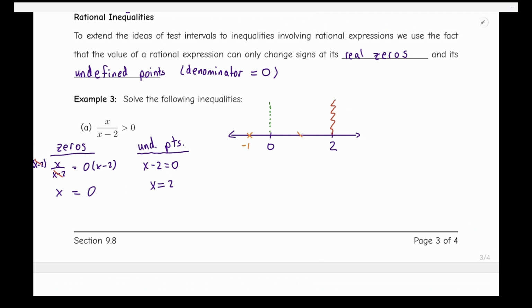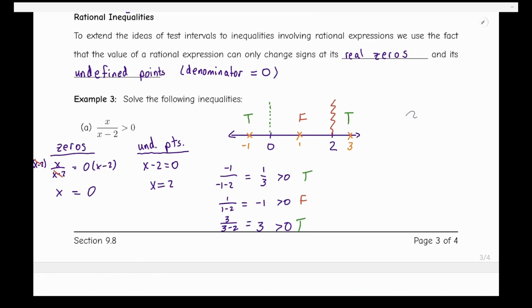So -1, 1, and 3 are good candidates for this one. And again, plug them into the original inequality. So -1 over -1 minus 2 is 1/3. Is that greater than 0? Yes. 1 over 1 minus 2, which is -1. Is that greater than 0? No. And then 3 over 3 minus 2 is 3. Is that greater than 0? Yes.